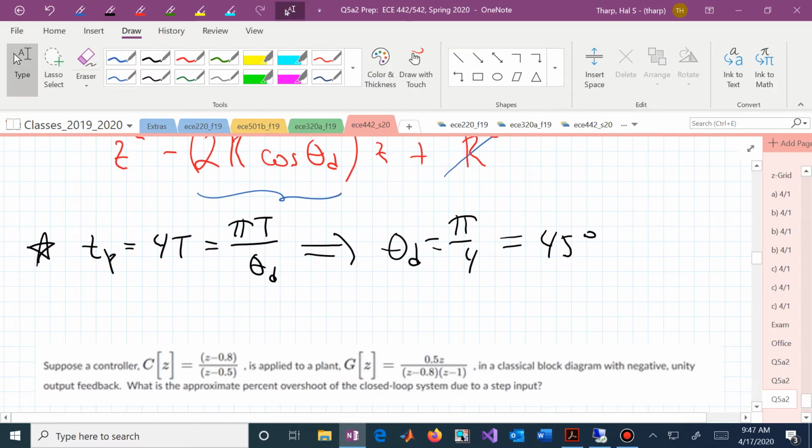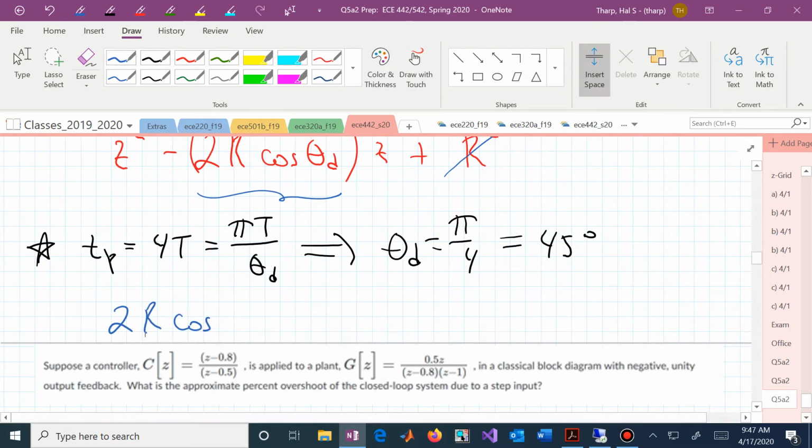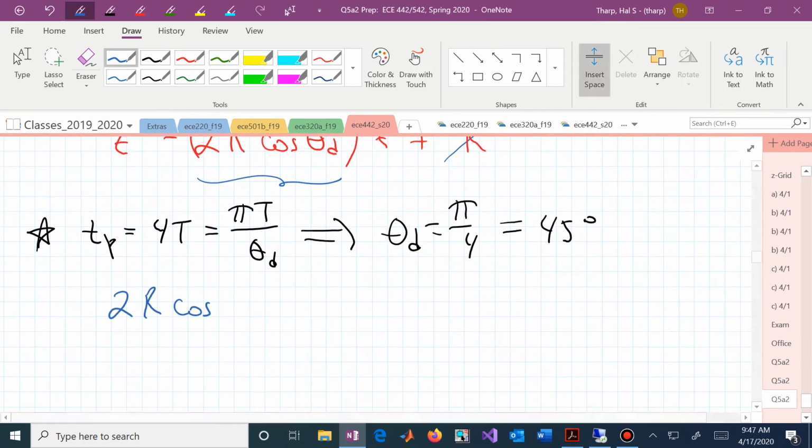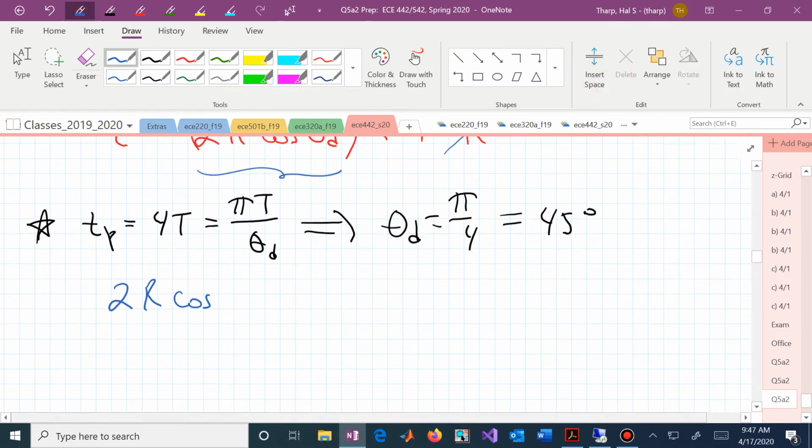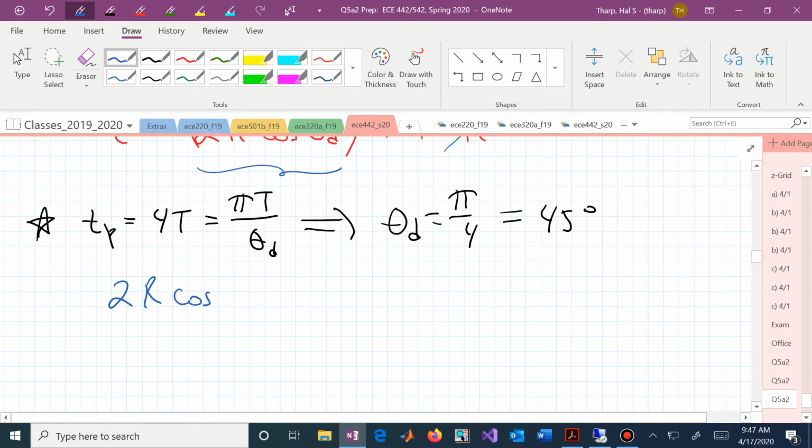We now can say that our 2r cosine, that's a terrible r. I think I'm getting nervous because I'm running into that next question. And I apologize if you've already cut and pasted. You're going to really be frustrated now. But we now have 2r cosine theta d. This is now 2 times the 0 point whatever r was.